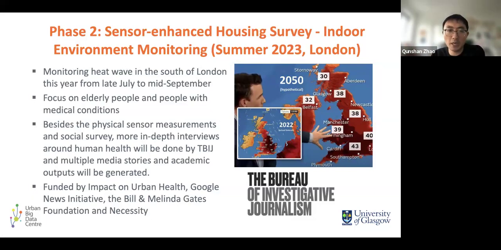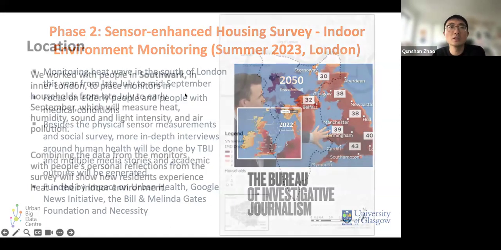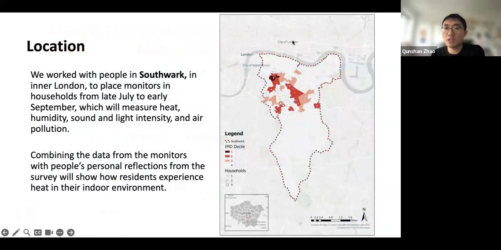So multiple media stories have been generated, which I will show later. And this project has been funded by NGOs and organizations really interested in the impact on urban health, including the Google News Initiative, and I think the Gates Foundation also provided some support. So this is the City of London, and south of that is the Southwark area. Mostly the residents here, and we placed monitors in people's homes for about 1.5 months. We ended up with 40 participants, and we combine that information. It gives us a fairly good understanding of the entire situation.